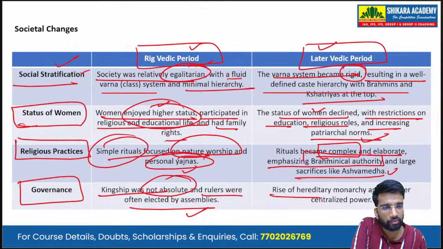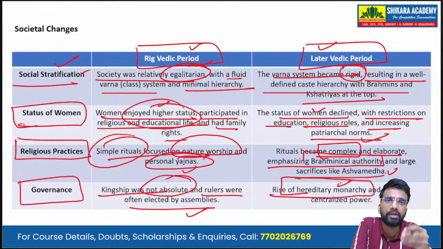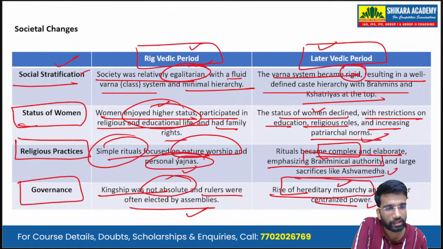In the later Vedic period, there was a rise in hereditary monarchy. Okay, so a king's son will become the king. That sort of hereditary monarchy was there in the later Vedic period, and the king had a stronger centralized power.